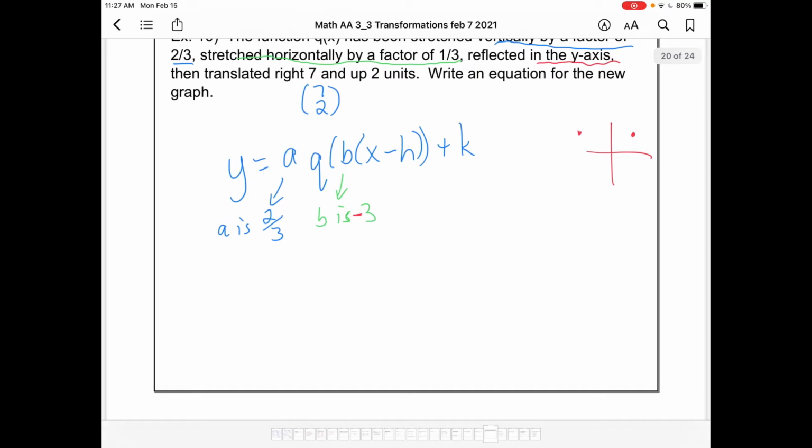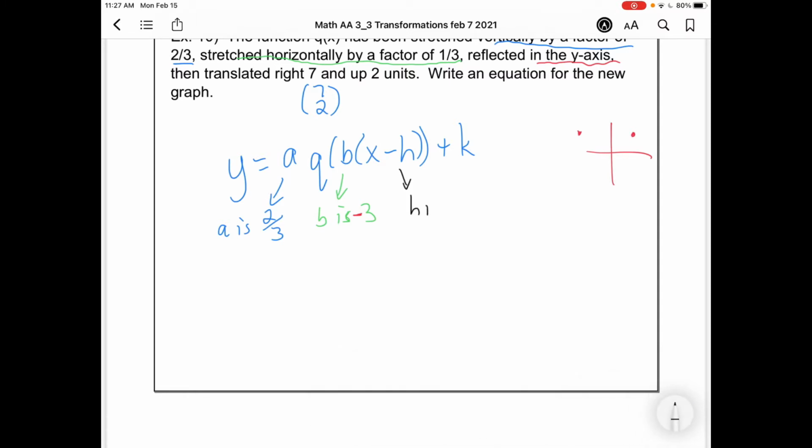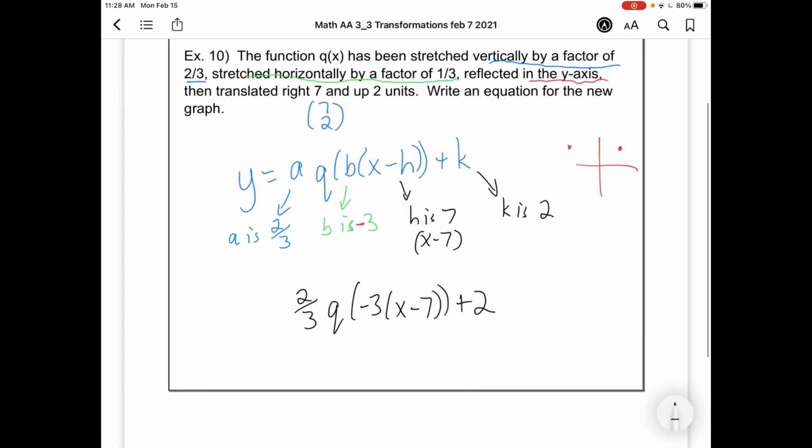Lastly, we've got these translations. So if we want to talk about how it's being moved, right 7, h is 7. But more to the point, we would see x minus 7 in that bracket. Up 2 means that k is 2, or that sends us up 2. So the final equation for the function would be 2/3 q, which is the general shape of this function, we don't ever know what it is, of negative 3 brackets x minus 7 plus 2. That's all those features in one graph, all of those transformations.